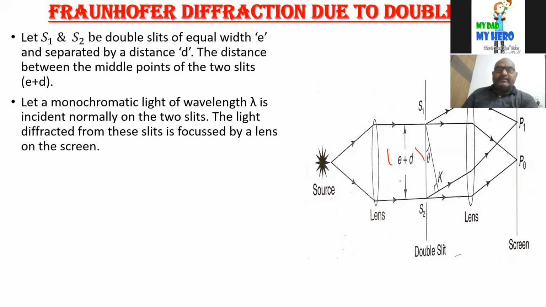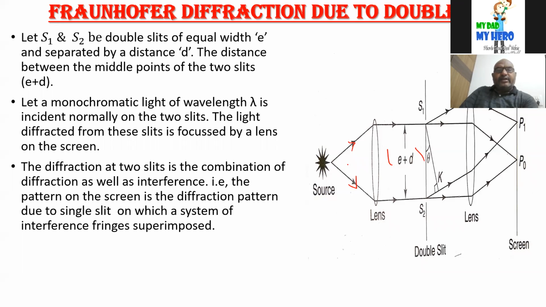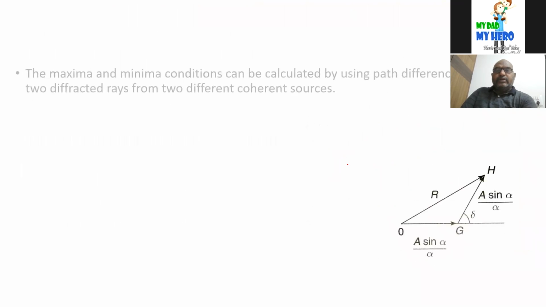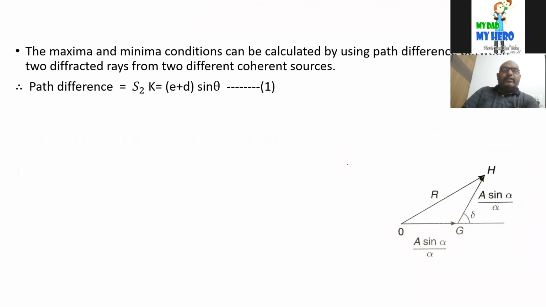The light diffracted from these slits is focused by a lens on the screen. The diffraction at the two slits is a combination of diffraction as well as interference. That is, the pattern on the screen is a diffraction pattern due to a single slit on which a system of interference fringes is superimposed. So from this diagram, the maximum and minimum conditions can be calculated using the path difference between the two diffracted rays from these different coherent sources.